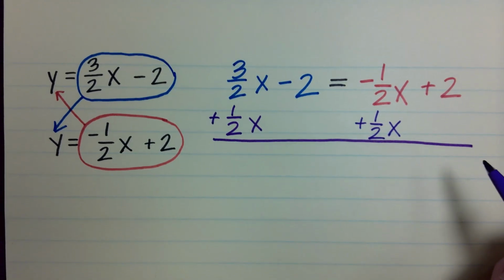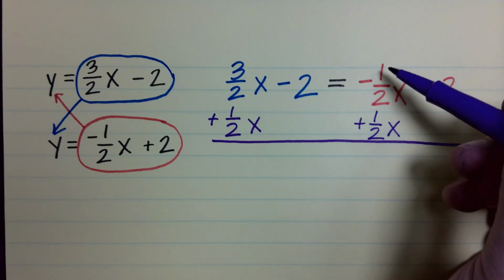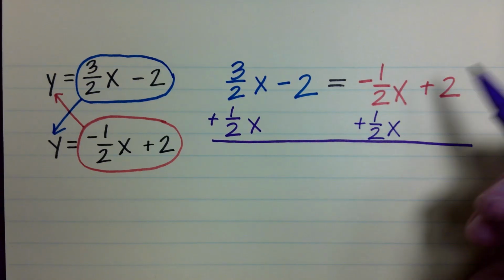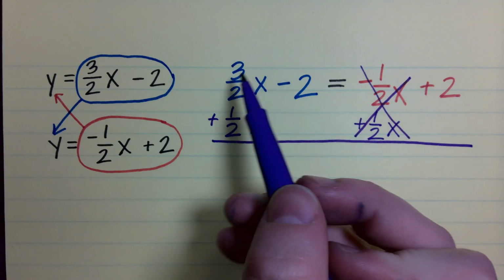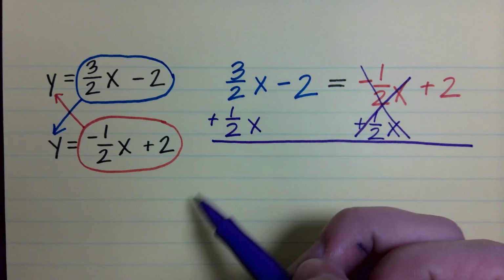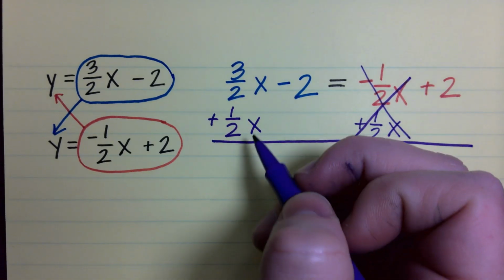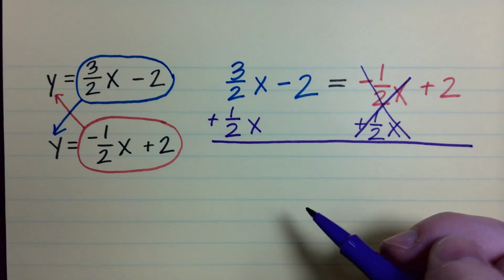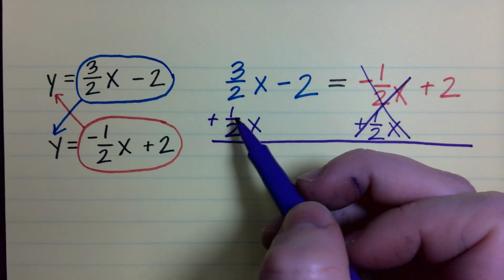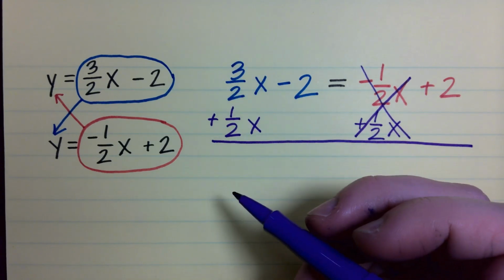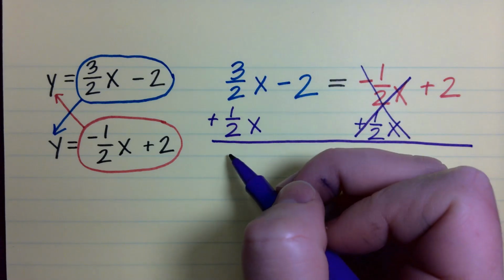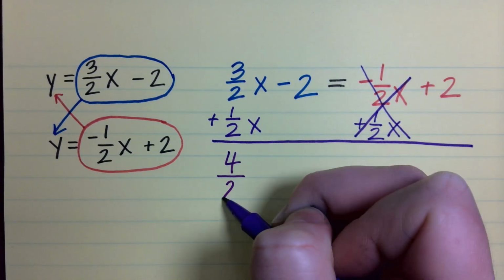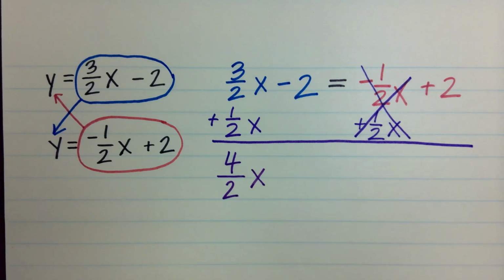Okay, and what happens to my -1/2 x and my +1/2 x? They cancel. Those are gone. And now I can add here 3/2 plus 1/2. All you've got to do is add the numerators. What's that going to give you? The top numbers. 4. Yep, 3 plus 1 is 4/2 x.